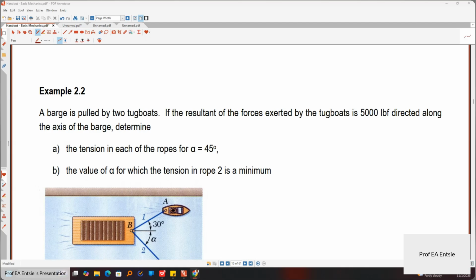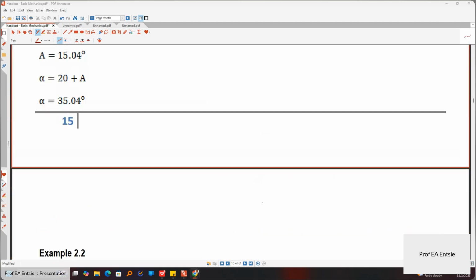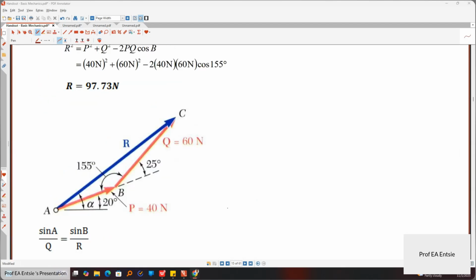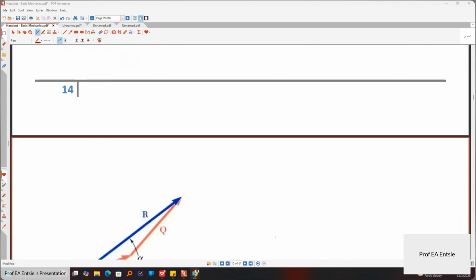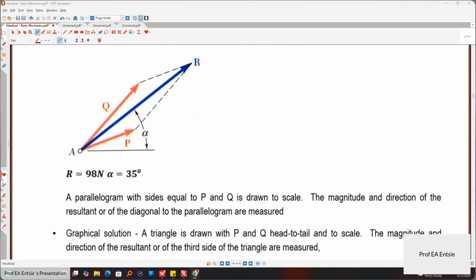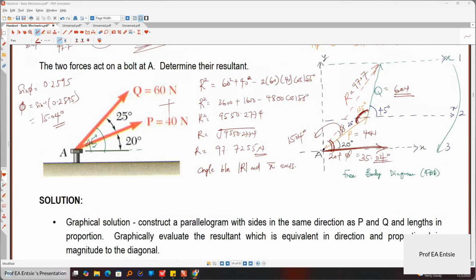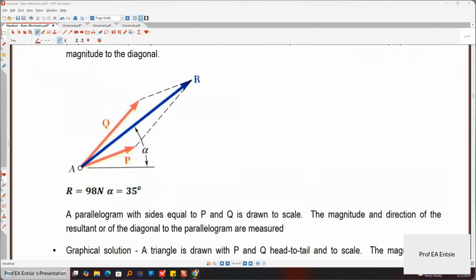Okay, so before we go to the next example, I said we can also solve this using the Cartesian form. Where is the example? Here it is. So the force vectors are two, P and Q. So this is what we will do.